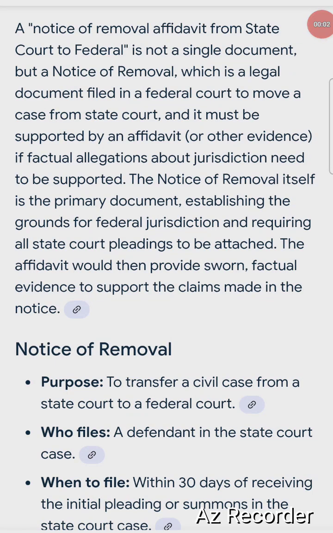Okay, let's do another one. A notice of removal affidavit from state court to federal. It's not a single document, but a notice of removal, which is a legal document filed in a federal court to move a case from state court, and it must be supported by an affidavit or other evidence if factual allegations about jurisdiction need to be supported.